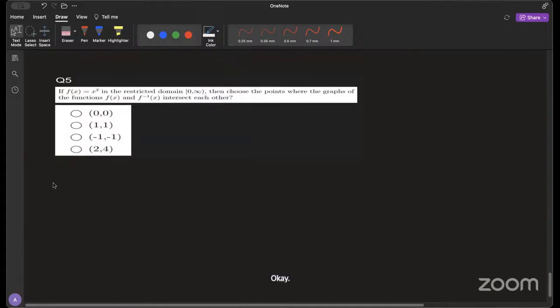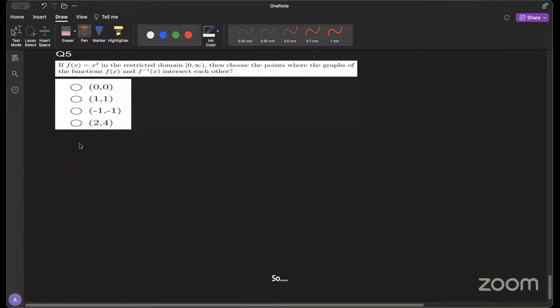Okay, let's just start with the solution of the question. So we've been given f(x) equals x squared.